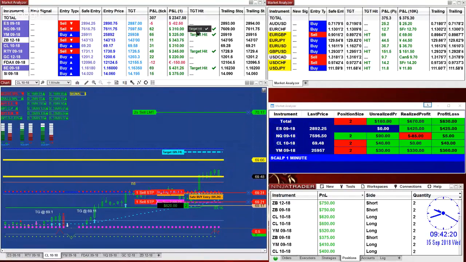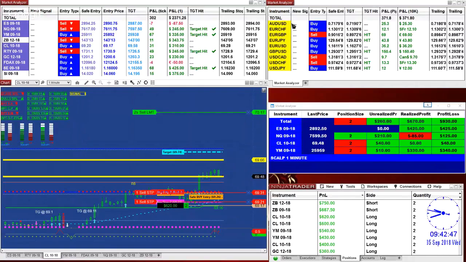Some of the targets already hit in the last 15 minutes. It didn't take that long to hit those targets. We have the NASDAQ hit 52 ticks, 68 ticks on the YM, and we have a target hit on the Russell, and then we have the 6E hit the target. It's the same principle here on the Forex.